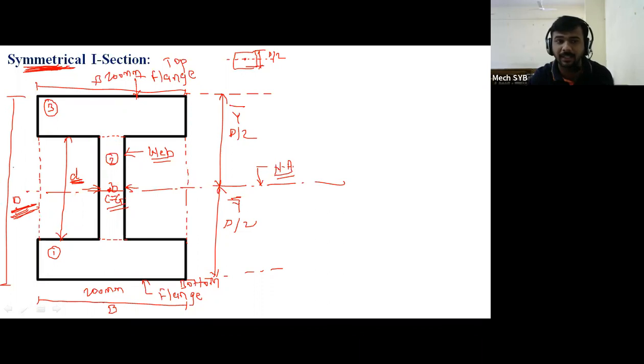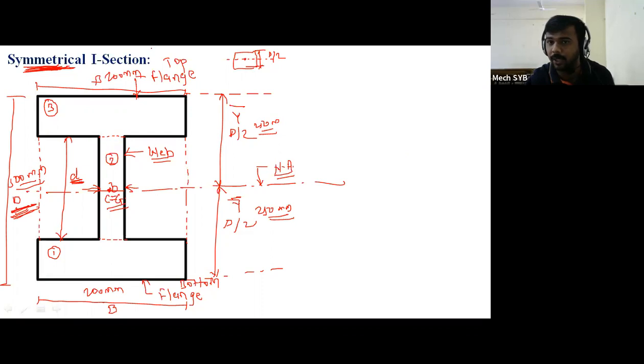bottom side. म्हणजे हा जर vertical distance जर तुम्हाला 500 mm दिलेला असेल तर तुमचा y bar काय आला? 250 mm from the top side and 250 mm from the bottom side. Okay, so this is the y bar calculation for the symmetrical I section.